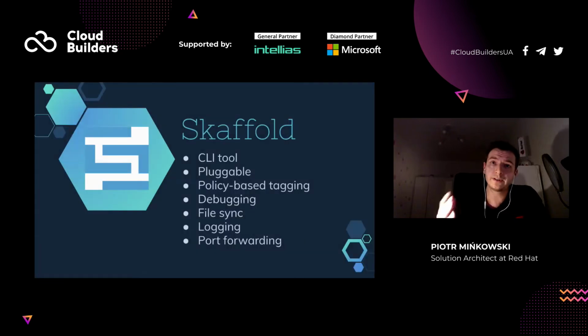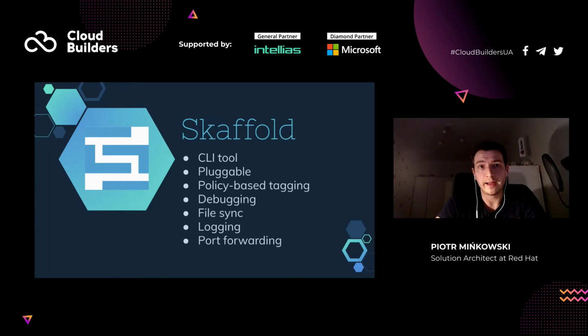So the first tool I wanted to show is Skaffold. It's an open source CLI tool from Google. It handles the entire workflow for building, pushing, and deploying your application on OpenShift. You can easily integrate Skaffold with the previously described build image solutions like Jib or Cloud Native Buildpacks, for example.